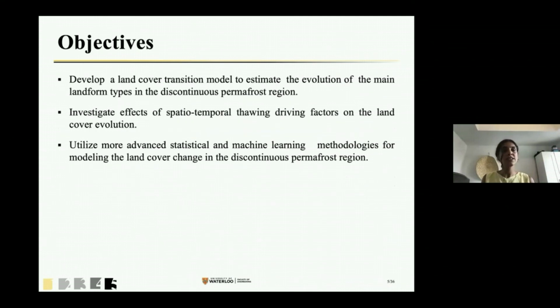The objective of this study is to develop a land cover transition model to estimate the evolution of main landform types in the discontinuous permafrost region, investigate effects of spatial temporal thawing driving factors on the land cover evolution, any driving factor that we think is affecting the rate and pattern of land cover evolution in Northwest Territories, and utilize more advanced statistical and machine learning methodology for modeling this land cover evolution and using this model to predict the future.